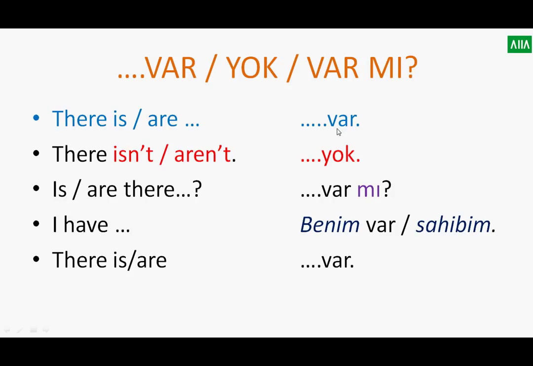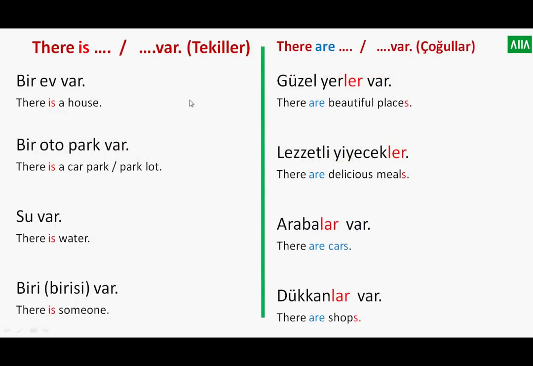So let's repeat these examples in Turkish. Repeat with me or repeat after me, it's up to you. Var, yok. Var mı? Benim var. Sahibim. Var. Now, let's see the examples in singular forms and in plural forms in Turkish and in English.